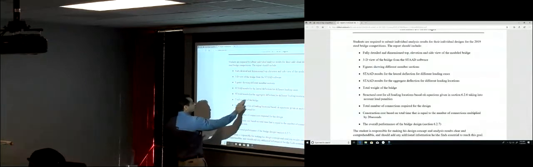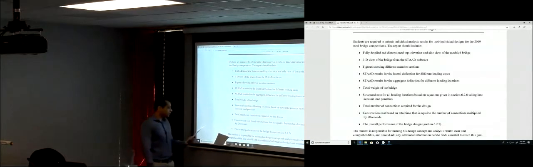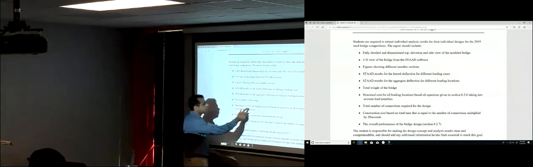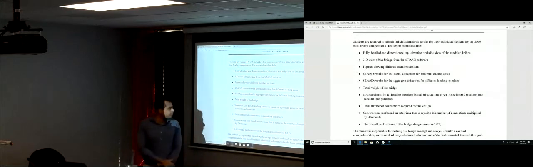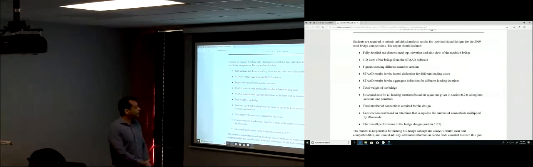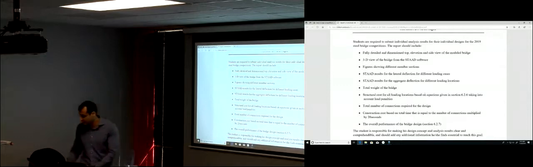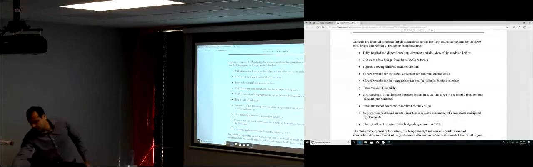The total weight of the bridge, if you didn't write the total weight of the bridge, that was 4 points. Okay? If I don't see the total weight of the bridge, that's 4 points. And then you were required to find the structural cost based on the equation for all load cases, okay? That's 5 points. If you didn't find the structural cost, that's 5 points, okay?